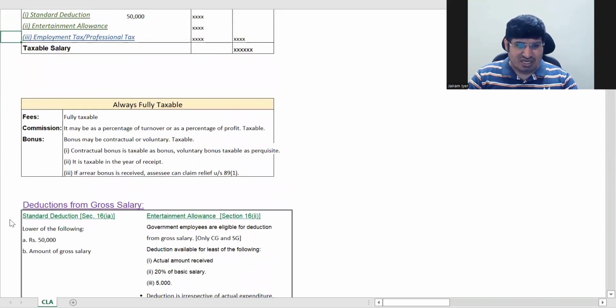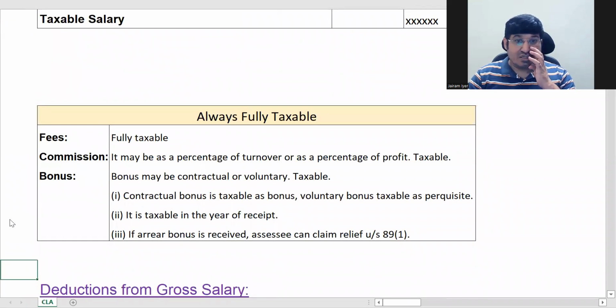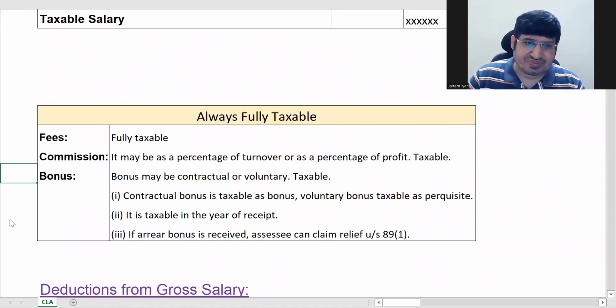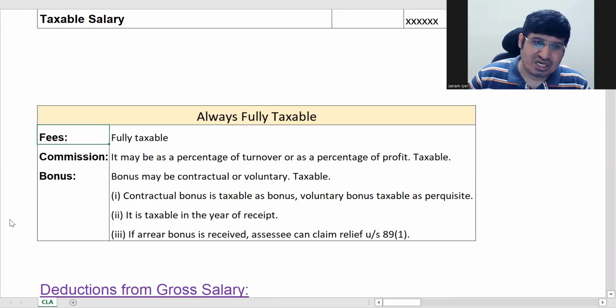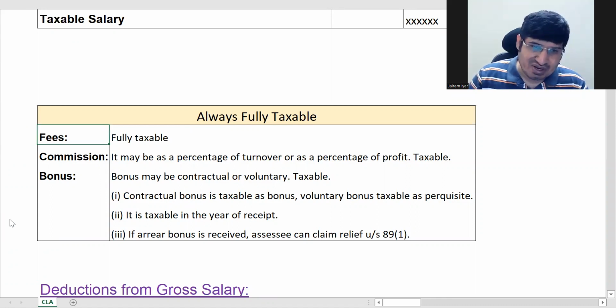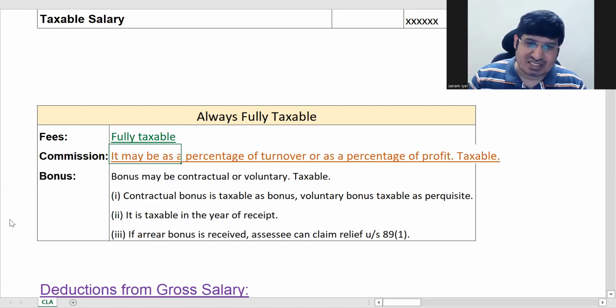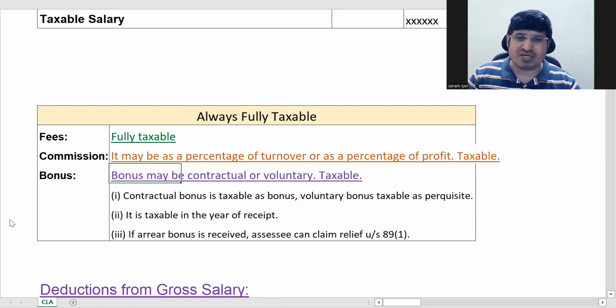So इसमें here I have told you in the beginning that fees, the first four things, right? I showed you the first four things. Basic salary is always fully taxable. Fees is also fully taxable. Commission can be on percentage of turnover, percentage of profit, indifferent. Sometimes it's a fixed commission. It is always taxable. Okay, bonus can be contractual or voluntary.